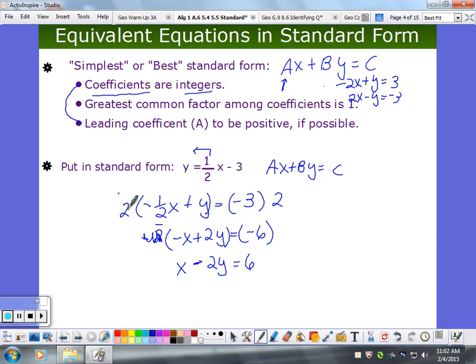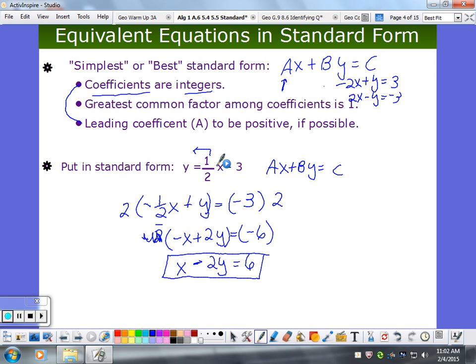Now let me make sure all my rules are there. All the coefficients are integers. We didn't check this: the greatest common factor among the coefficients is 1. Again, co-prime. I got a 1, a -2, and a 6. Can I divide by anything? Is there a common factor here other than 1? 2? If I divide that by 2, I get a fraction, so I don't want that. I think we're good. This is the simplest or best standard form version of this equation.